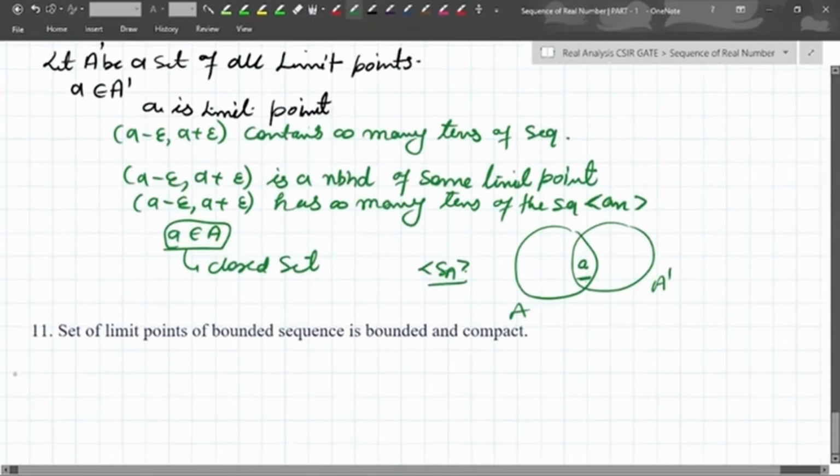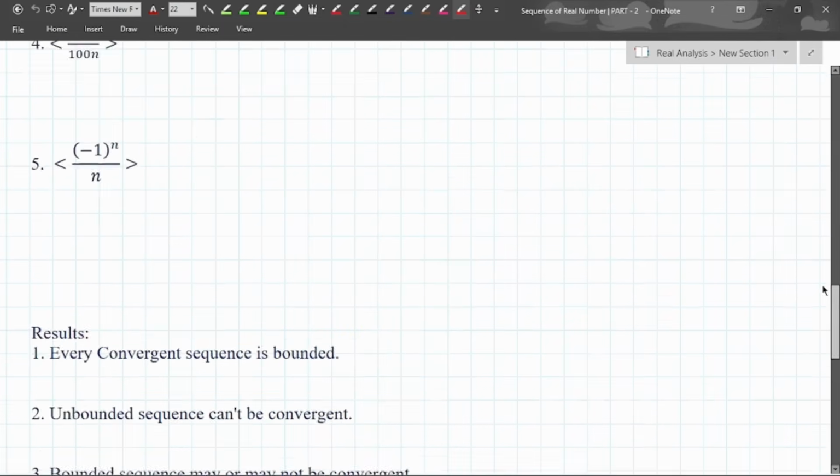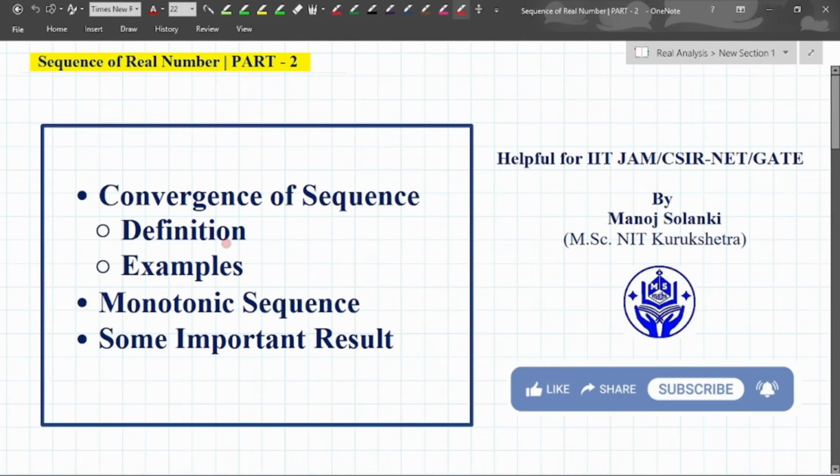Next we have one more result: the set of limit points of a bounded set is again bounded and compact. Compact means closed, and if it is bounded and closed, then it will be compact. I will discuss convergence of the sequence, the definition, and what the meaning of convergence is, with examples. After that we'll see monotonic sequences, either monotonic increasing or decreasing, and their convergence, and some important results based on the convergence of sequences.